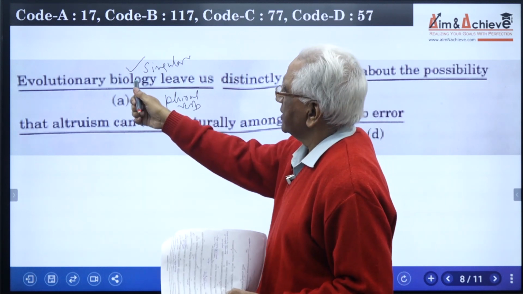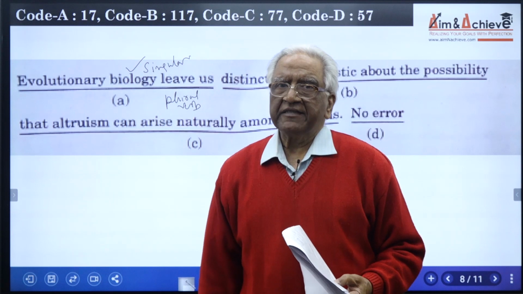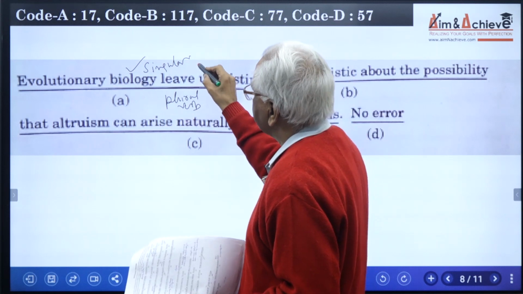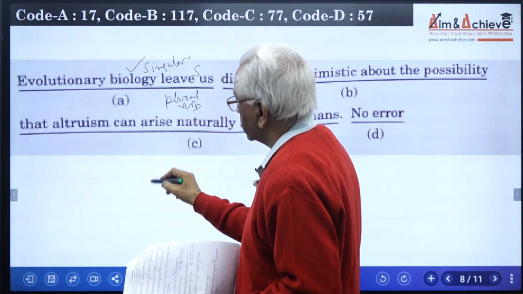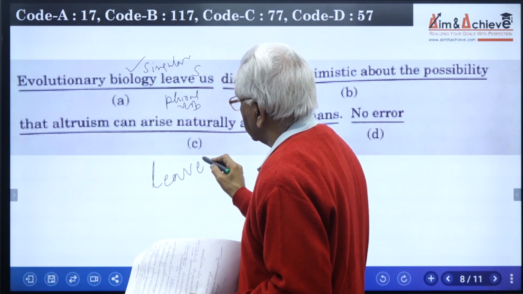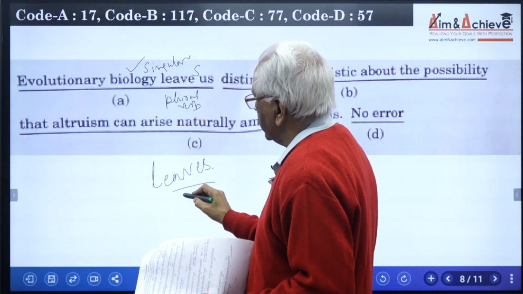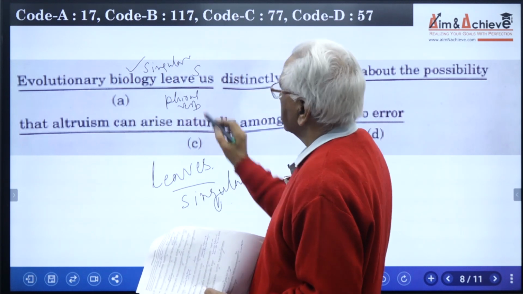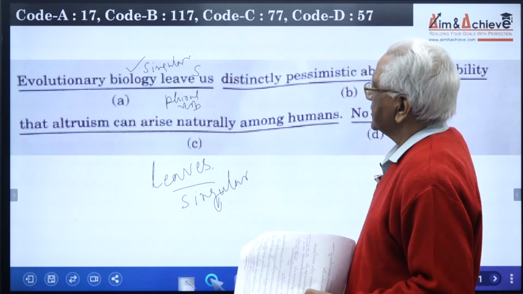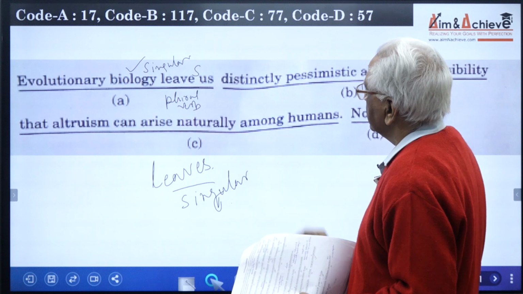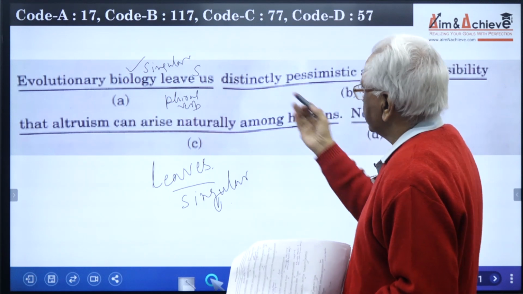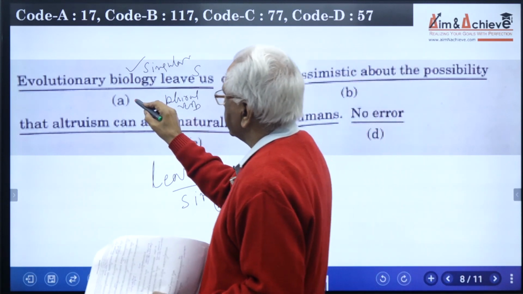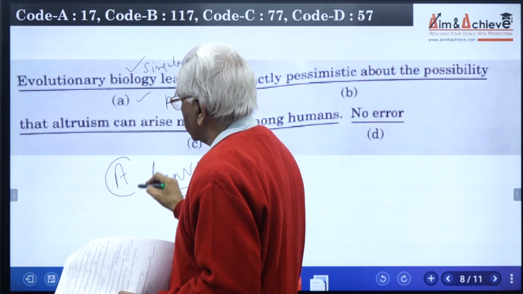When the subject is singular, the verb should be singular. Leave is a plural verb, and hence there is no subject-verb agreement. If we change that leave to leaves, now leaves is singular, and biology is also singular. The sentence subject-verb agreement problem is resolved. There is no point in reading the further part of the sentence because error can only be in one part, and that is part A.